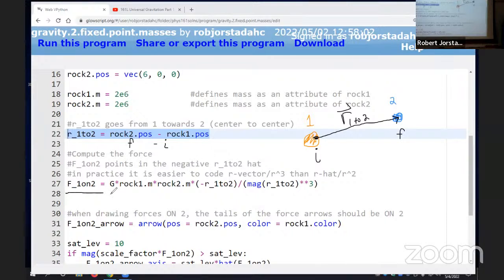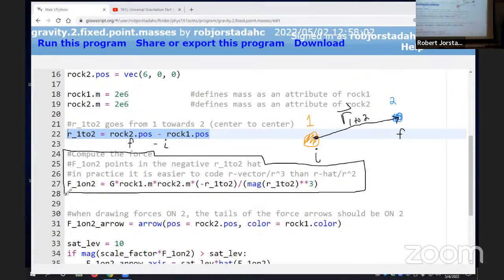Now look at this force. So I'm looking right here. The force of 1 on 2, I've got big G. I've got rock 1 mass. That's the big one, the big yellow one. And then I've got the smaller blue one right there. Now look what I did here in the code.